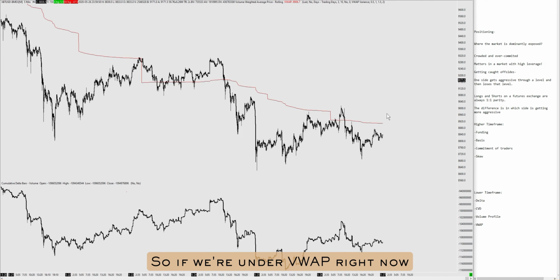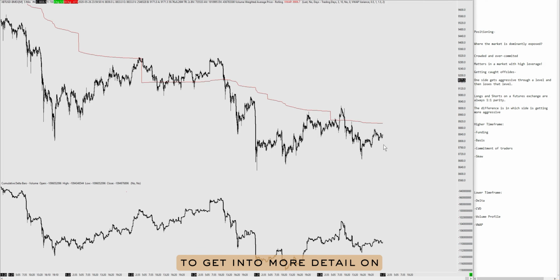So if we're under VWAP right now, and we're considering that one side might be offsides, well, at this point, we might be able to say that longs are in poor positioning because we could see that we're currently trading below VWAP, the bears are in control, and that if there's any side that's trapped, it might be in this case longs, right? This is where most of the volume came in. If shorts are under here as well, well, they're in better positioning at least relative to this VWAP because we're currently under it.